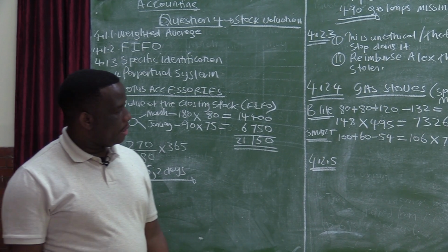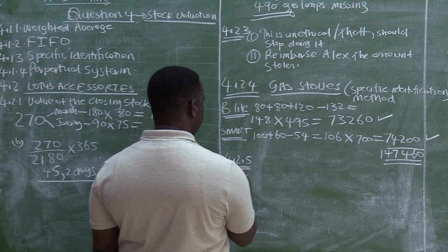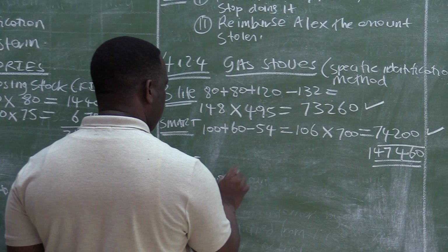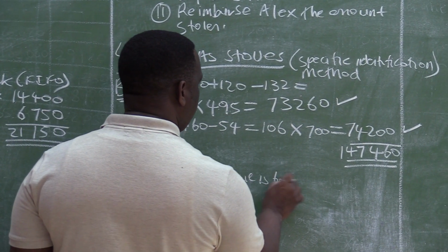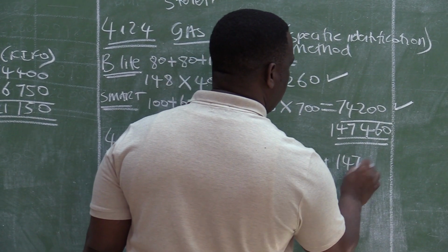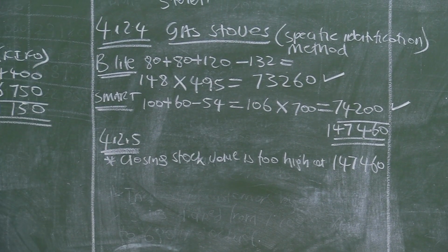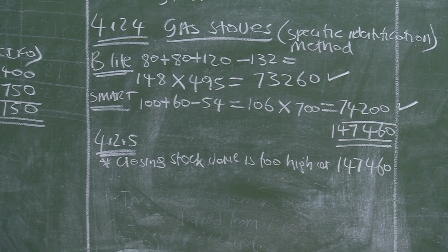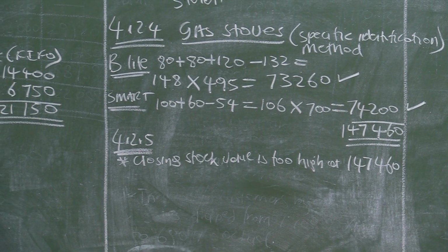If you look at the closing stock, it's too high. That's the first point. Closing stock value is too high at 147,460. This is an indication that the gas stoves are not selling fast.